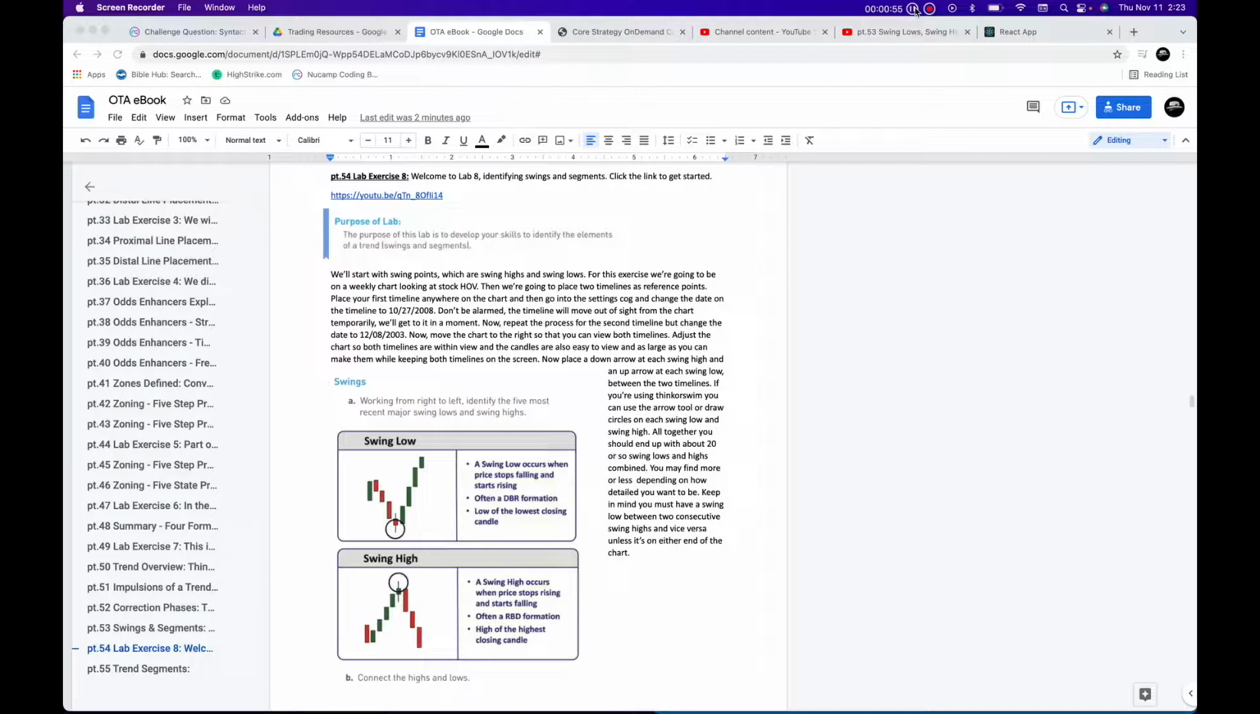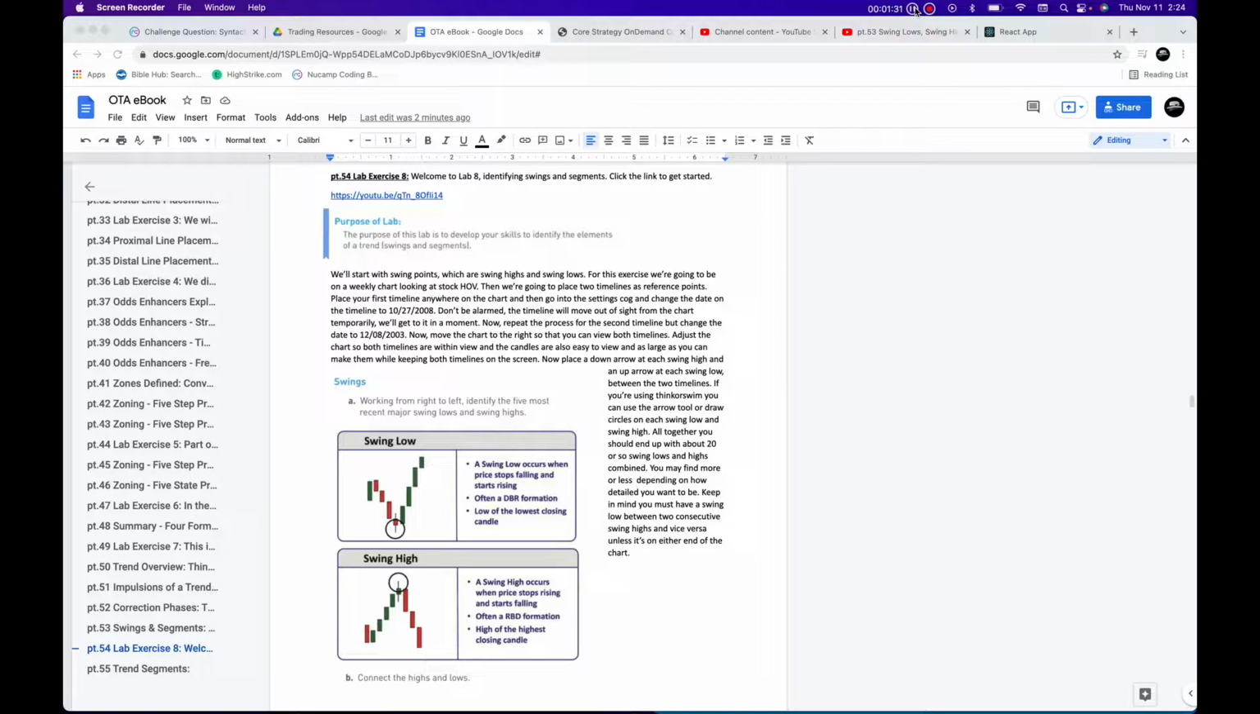You're then going to repeat the process for the second timeline, but you're going to change the date on the second timeline to December 8th of 2003. Once you've placed both timelines, go ahead and adjust the chart so that both timelines are within view and the candles are also easy to view and as large as you can make them while keeping both timelines on the screen.